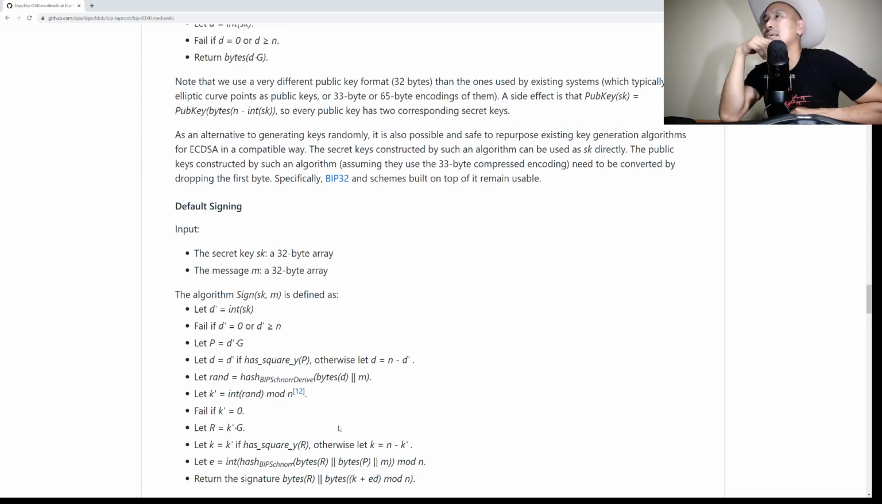our secret key. d equals d' if P has square y. Otherwise, let d equal n minus d'. So if it's a square, then great. Otherwise, flip it and go with the flipped one. So whatever your private key is, you can always generate the number, the actual secret key that you're going to use, or the multiple that you're going to use.